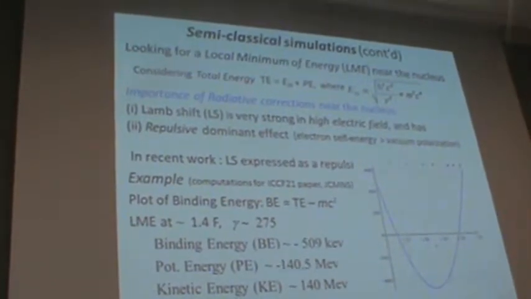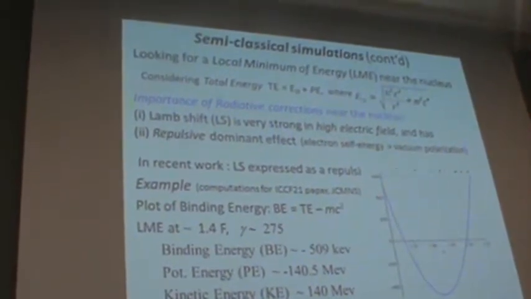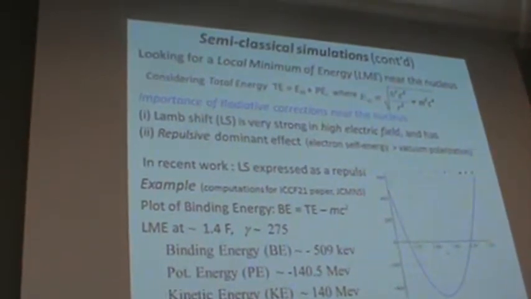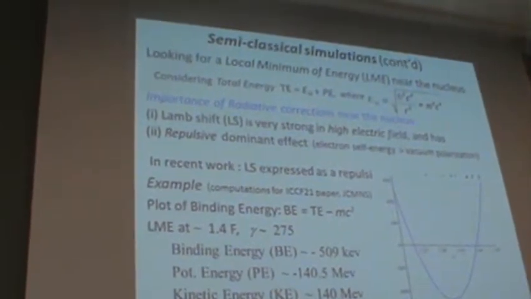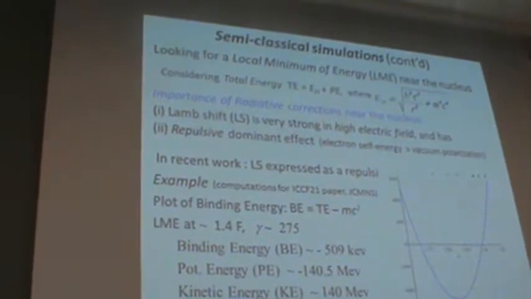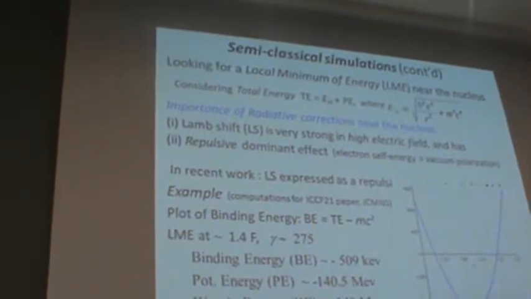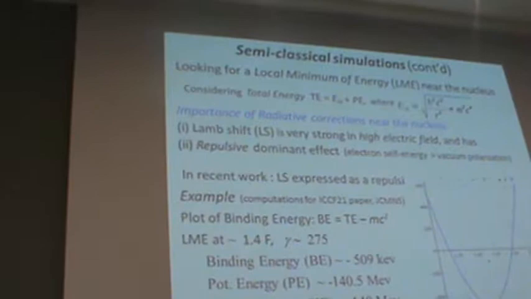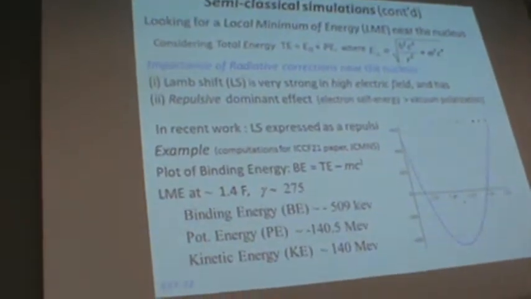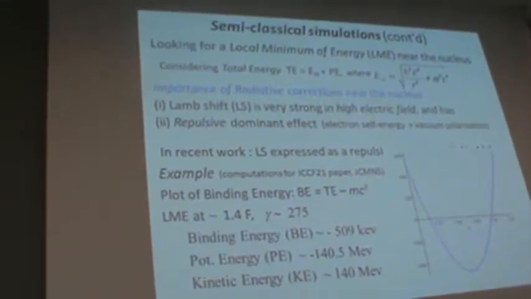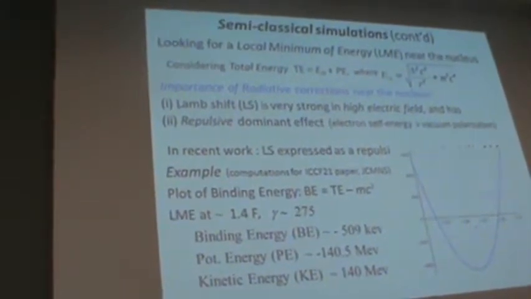In order to find ideas, we look for a local minimum of energy of an electron in a central potential obtained by a balanced combination of electromagnetic potentials near the nucleus. Recently, we took relativistic corrections into account, especially the Lamb shift, where the effects become very strong near the nucleus because of the strength of the electric field. We expressed the Lamb shift as a repulsive quasi-potential by means of extrapolation from data tables on QED effects on orbital parameters. Here we plot an example of a local minimum of energy.